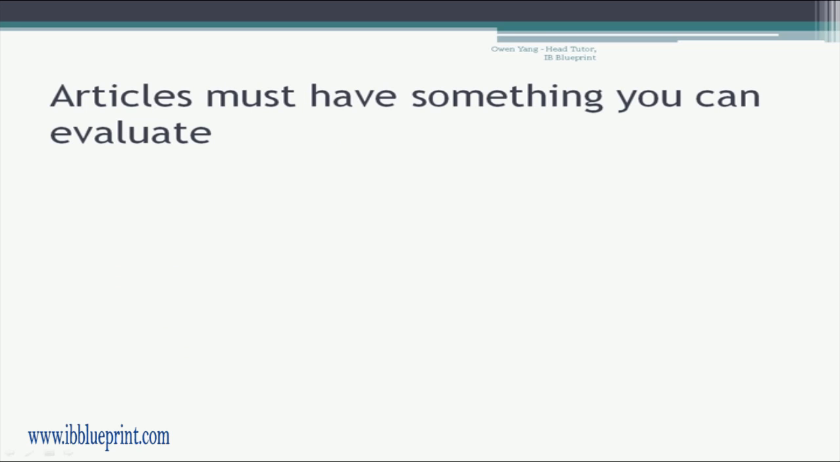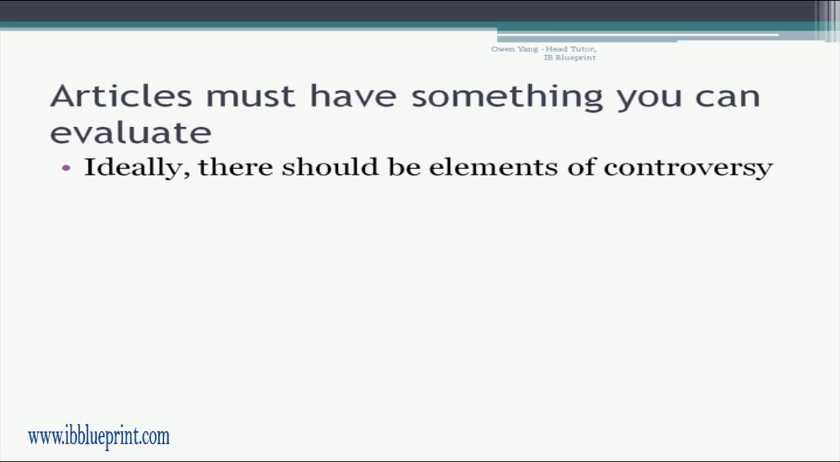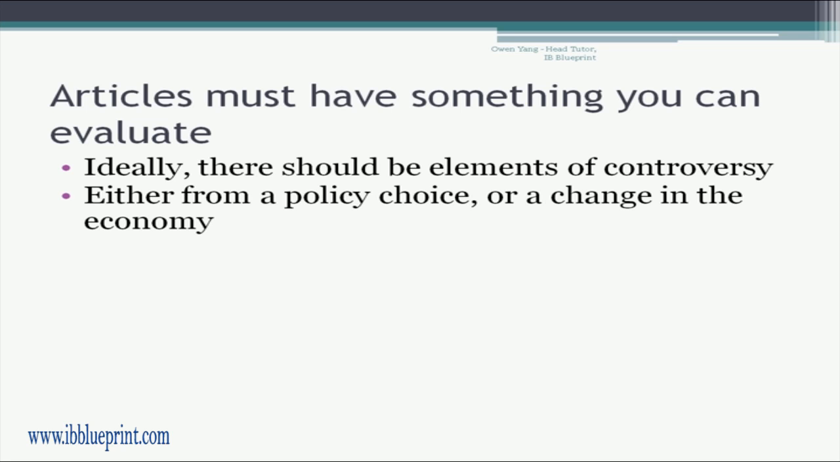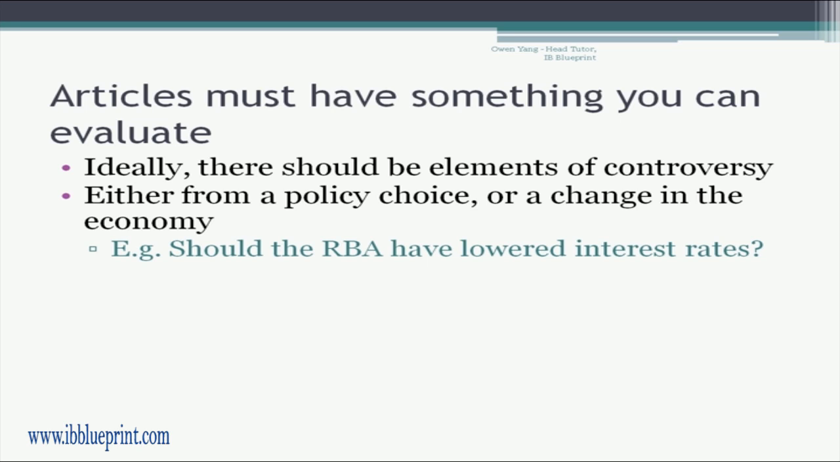Articles must have something that you can evaluate. Ideally, there should be some elements of controversy. So, for instance, if there is a debate about whether or not to implement a tax on cigarettes, there is controversy. There are positives and negatives to the cigarette tax. This will often come from a policy choice or a change in the economy that will both have positives and negatives associated with it.